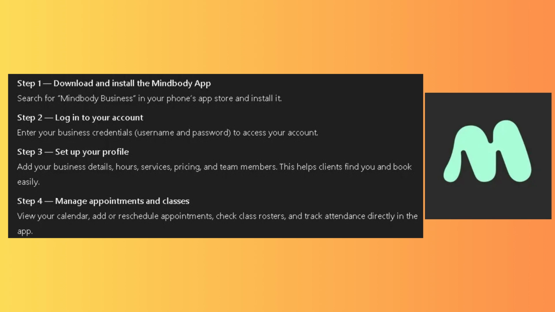Log into your account. Enter your business credentials, such as your username and your password, to access your Mindbody account. Set up your profile. Add business details, hours, services, pricing and team members. This can all help clients find you and book you very easily.